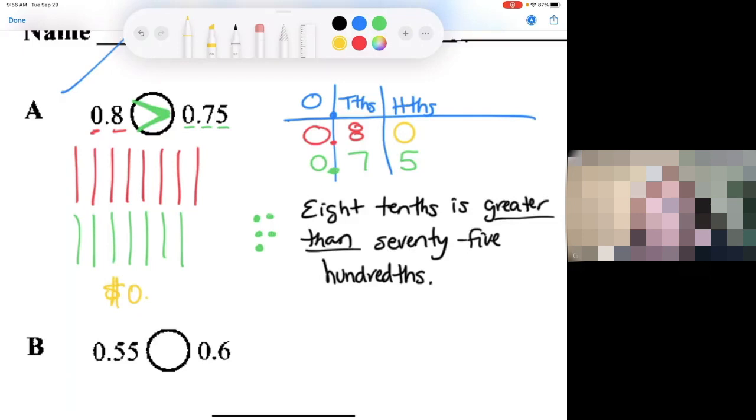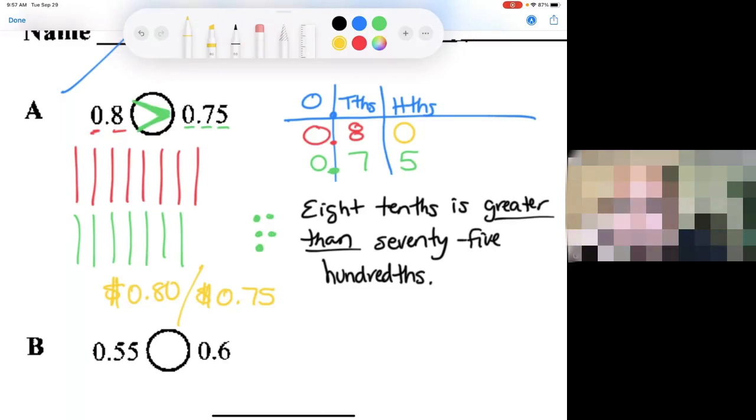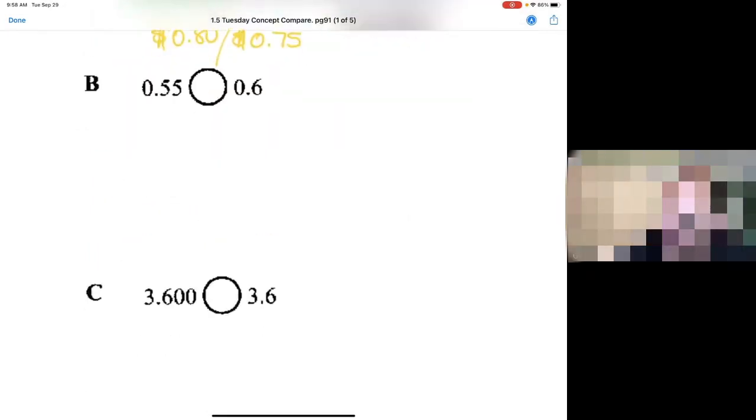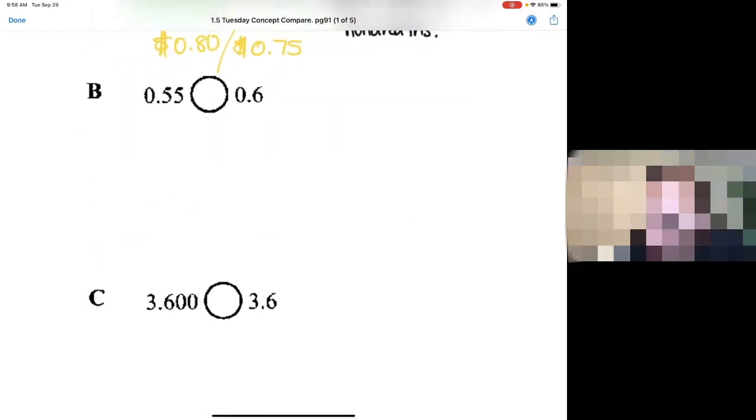And just for fun, we can write it in terms of money here. One is 80 cents, and the other one is 75 cents. Which is more, 80 cents or 75 cents? Well, definitely 80 cents, right? Not by much, but it's more. Greater than. If you do all of this, for sure you'll get it right. All right, B. Same thing with B.